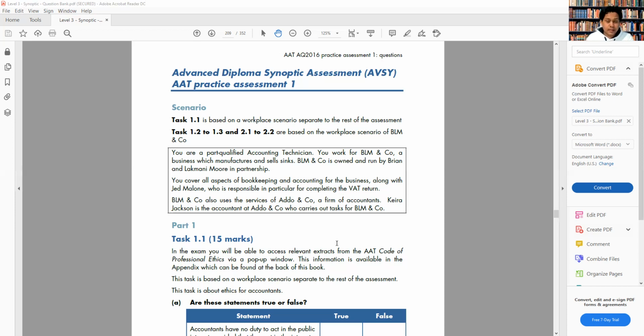Maybe we'll make another part later on, and that will be for the calculation side. So first we'll look at the theoretical side of the Synoptic, and that will be the ethics.